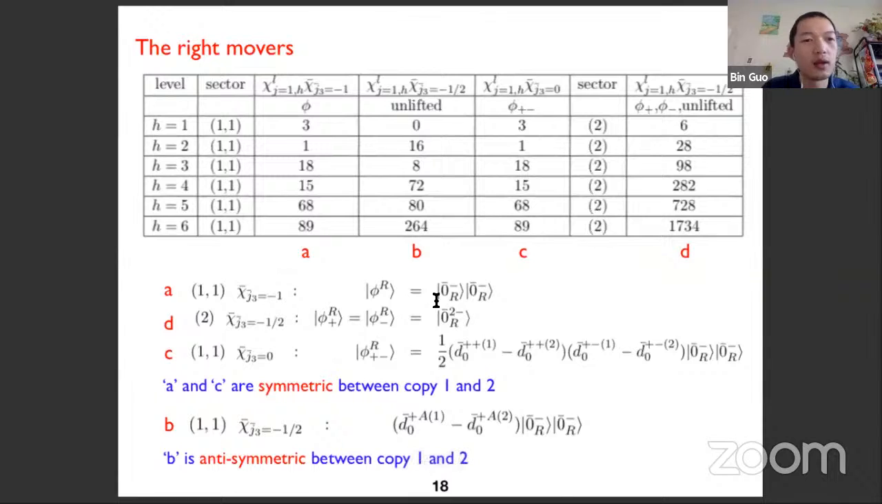To explain that, let us write down the right movers explicitly. For the column A and C, we can see the right movers are symmetric between copy 1 and copy 2. For example, for the column C, if you change the copy 1 and 2, you will get a minus sign for this factor, minus sign for the second factor. So overall, you get a plus sign. So A and C are symmetric, but the column B states here are anti-symmetric between copy 1 and copy 2. If you change 1, 2, you get a minus sign.